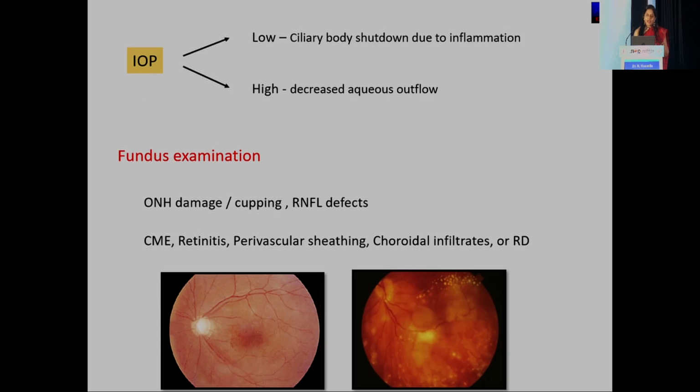And in uveitis, you will not always have high intraocular pressure. You may also have patients who present with low intraocular pressure because of ciliary shutdown. So carefully look at the intraocular pressure also and do not rule out the possibility of underlying uveitis.